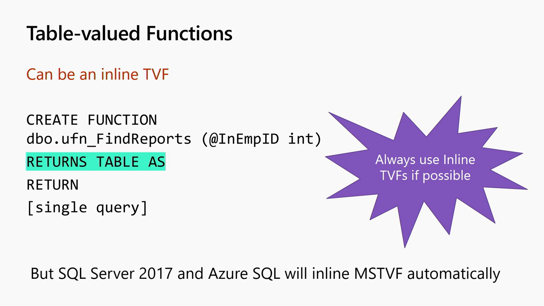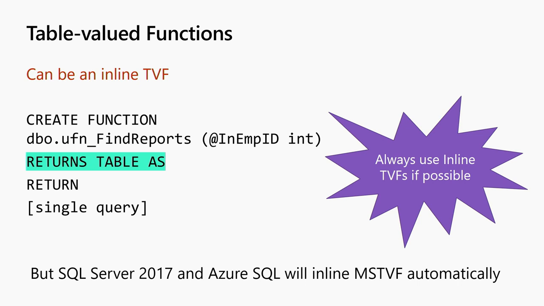SQL Server 2017, however, and Azure SQL Database will automatically inline the previous example of a multi-statement table valued function for your benefit. So turning your multi-statement table valued functions into inline table valued functions is still considered a good practice. But in case you are using Azure SQL Database or SQL Server 2017, guess what? We actually do some of that work for you.